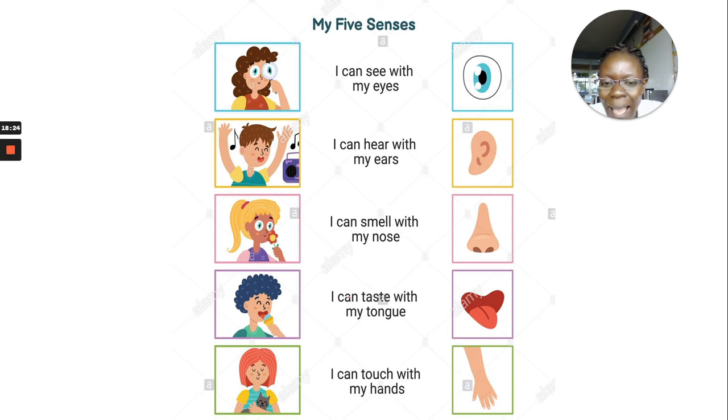Good. I can taste with my tongue. And the last one, I can touch with my hands. So hands to touch, tongue to taste, nose to smell, ears to hear, and eyes to see. Very good. Don't forget that.